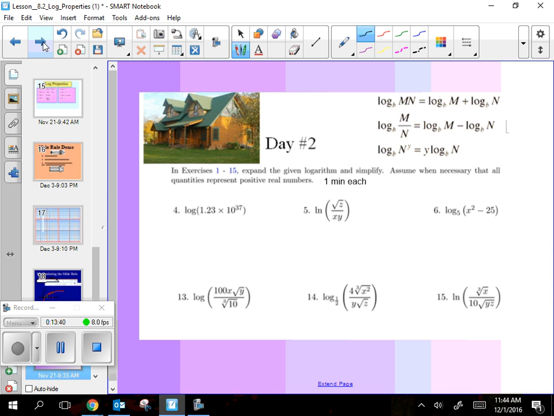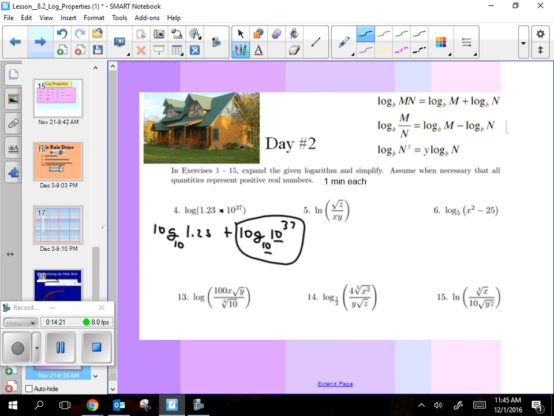Who notices what property I could use in this thing? The one where, if they're multiplied, then you can change it into add. So I'm going to put log 1.23 plus log 10 to the 37. But note, do you remember me telling you whenever they didn't have the base, it was going to be all about the base? Watch, when I put in the base 10, does anything change on the first one? No. But does something change on this one? Yes, you notice, those are the same. So it's actually equal to what? 37. This whole thing is just 37.